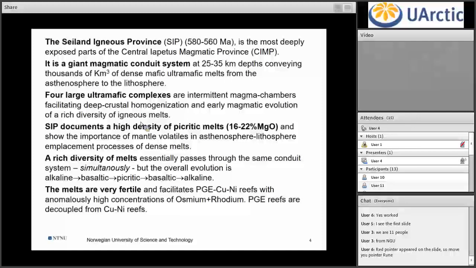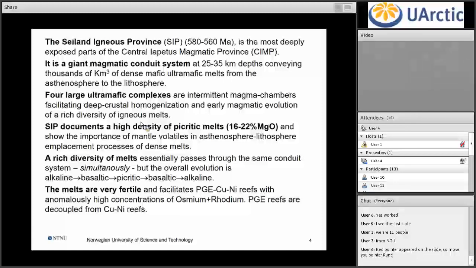Another important conclusion in the end is that the conduit systems comprise a rich diversity of melts. What's interesting is that this diversity of melts, including alkaline, basaltic, and picritic compositions, actually entered the conduit systems simultaneously. In other words, we have several different sources working at the same time. But we do also have an overall evolution going from alkaline or basaltic to picritic, and then back again.